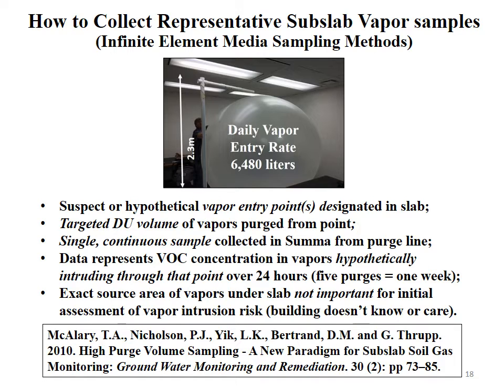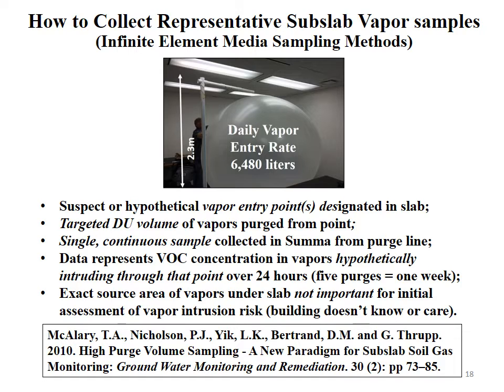Now, the exact source of the vapors in the building doesn't matter. This is something Todd and I talked about quite a bit. It's something he was interested in from a remediation standpoint. But we said, from a risk standpoint, the building doesn't care where the vapors are coming from under the slab. We just care what the concentration of VOCs are in that vapor.